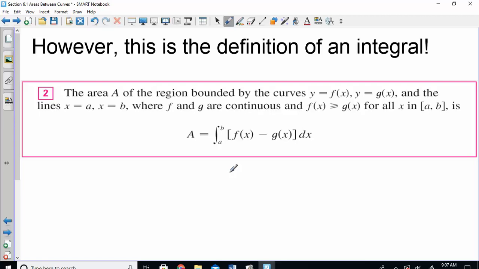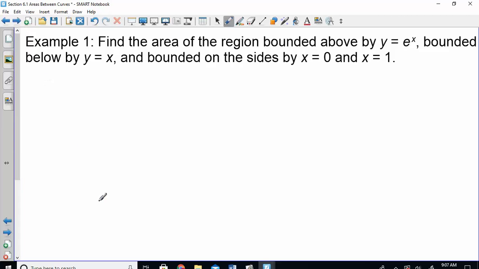And so that is all we are going to be doing here. More integrals, so all these integration techniques that we've been using. We just have to set it up for the top minus the bottom. So a picture will be helpful to figure out which curve is on top. So let's look at an example.